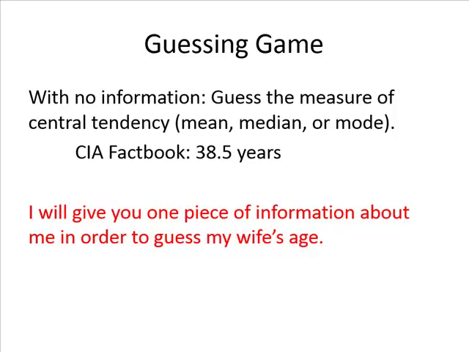Now, you could just guess a random number. You could use a measure of central tendency, which is kind of what you were doing, right? You were picking the middle between 1 and 10. According to the CIA World Fact Book, the average age of people is 38.5 years old. So if I were to say, William, guess my wife's age, you would say? 42. Just 38.5. All right, 42.